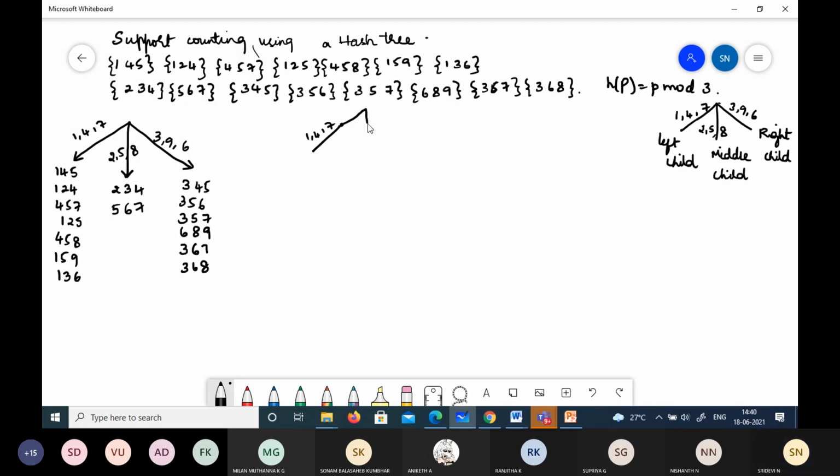Okay. So this we have done with 5, 8, and this again we will continue. These two we have to take for the next level. Okay. So again we have to split it into 3. Again we have 1, 4, 7, 2, 5, 8, and 3, 9, 6. Now together with the first digit, we will also consider the second digit because this is level 2.